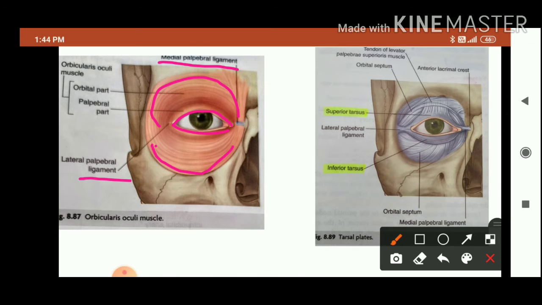The superior and inferior tarsus are attached to the lacrimal crest of maxilla. This is the lacrimal crest of maxilla. You see, this is the anterior lacrimal crest of maxilla, and the superior tarsus and inferior tarsus attached medially to the anterior lacrimal crest to form the medial palpebral ligament. Similarly, laterally the superior and inferior tarsus are attached to the zygomatic bone with the help of the lateral palpebral ligament. They form attachments to the orbicularis oculi palpebral part.